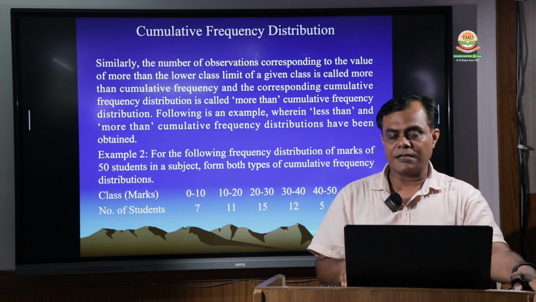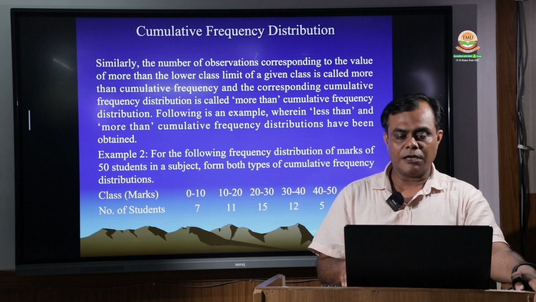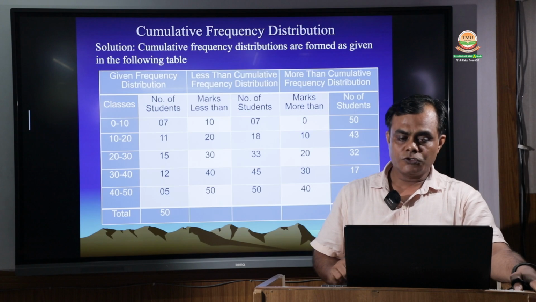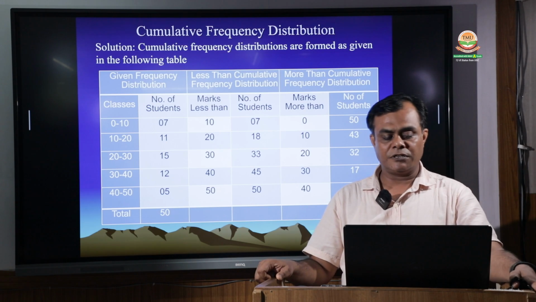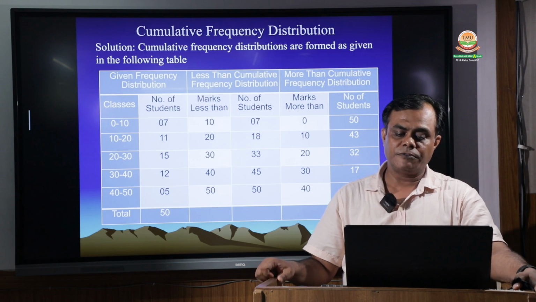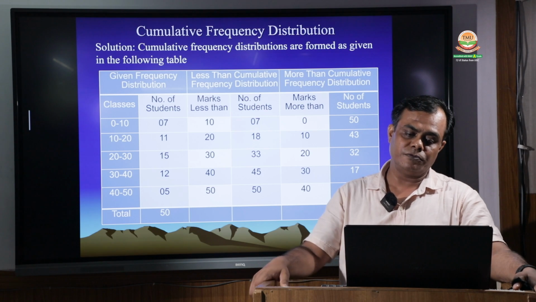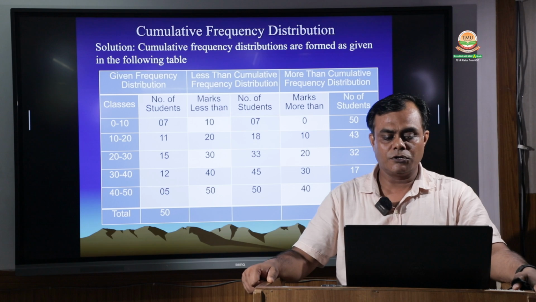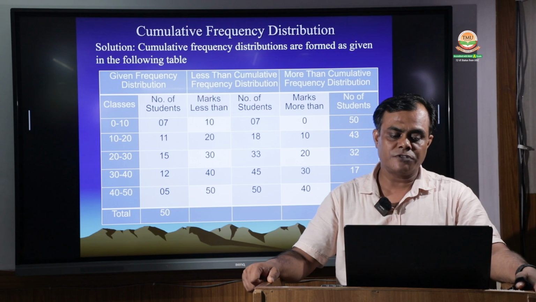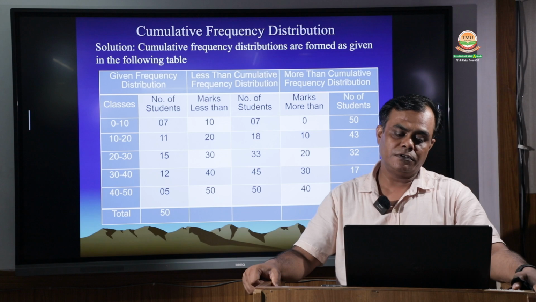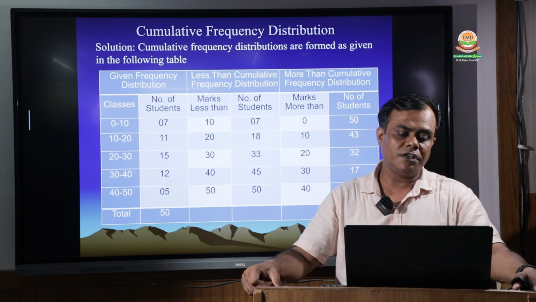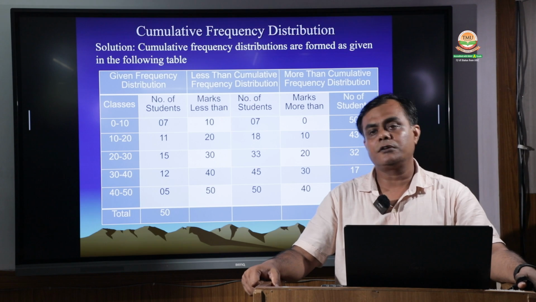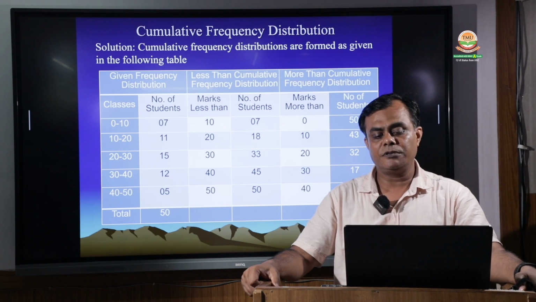So here the class intervals and frequencies are given, and now we are going to understand the cumulative frequency. In this table we can better understand the concept of the cumulative frequency distribution. So we can go through this table. In the given frequency distribution, the class intervals are 0 to 10, 10 to 20, 20 to 30, 30 to 40 and 40 to 50, and their corresponding frequencies are given.